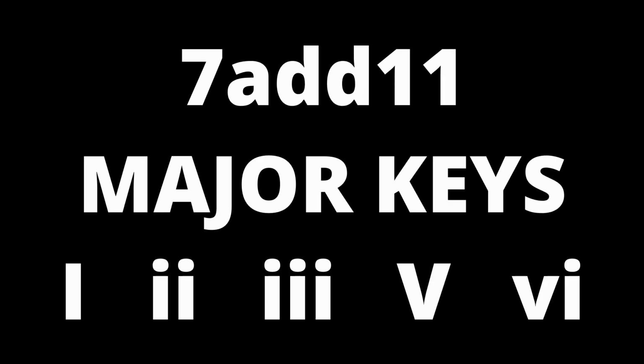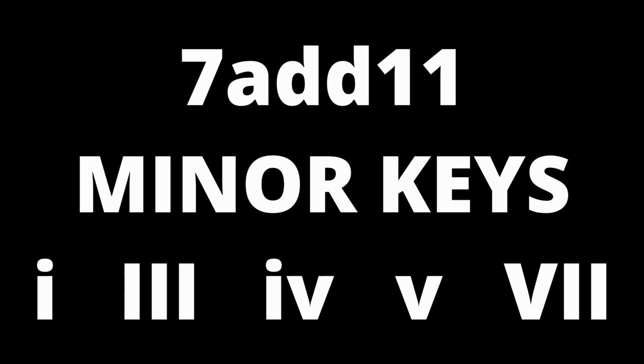If you're using them diatonically, which means strictly in a key, then 7th add 11th chords can feature as any of the 7 chords in a major key except for the 4 and 7 chords. In minor/Aeolian keys, this would be every chord except for chords 2 and 6.